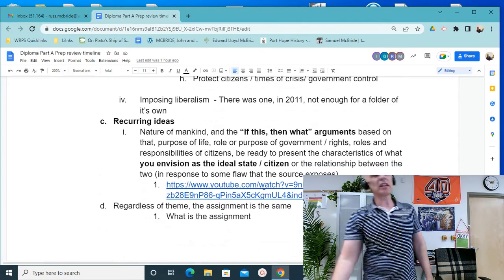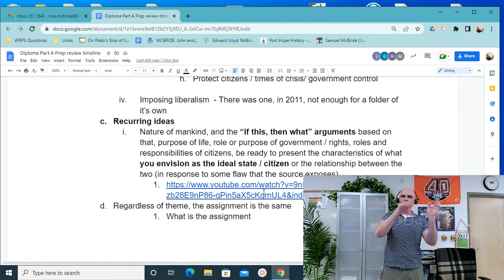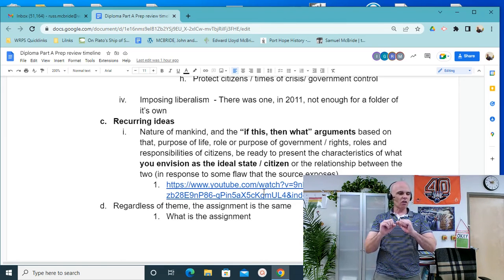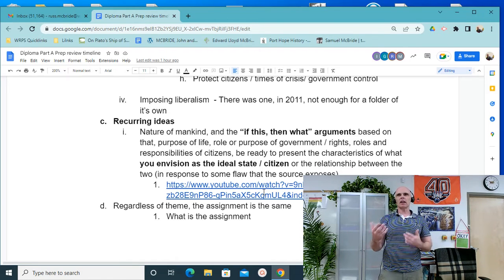Let's look at some recurring ideas. So some recurring ideas that I see in essay prompts is the if this then what argument. If this, some kind of insight into the nature of mankind or the insight into the purpose of government, then what? You know, if citizens are rational, then what kind of government should we have? If citizens are irrational, emotional, if citizens are ignorant, if citizens are apathetic, then what is the ideal government? If this, then what? I want you to think about the if this, then what when you write essays.